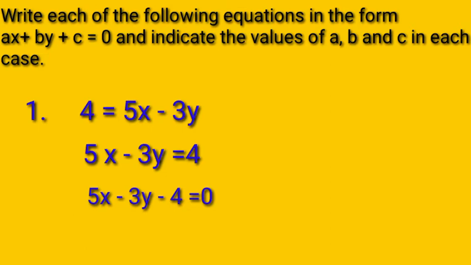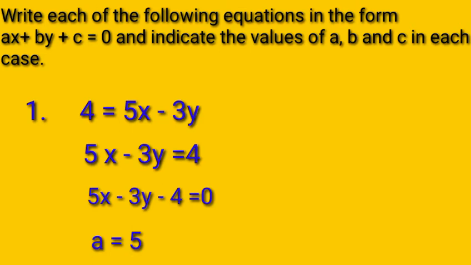So then we have to find out a, b and c. Compare this equation, that is 5x minus 3y minus 4 is equal to 0, with ax plus by plus c is equal to 0. While comparing, we get that a, the coefficient of x, is 5. Then b is the coefficient of y. Look at there, what is b here?